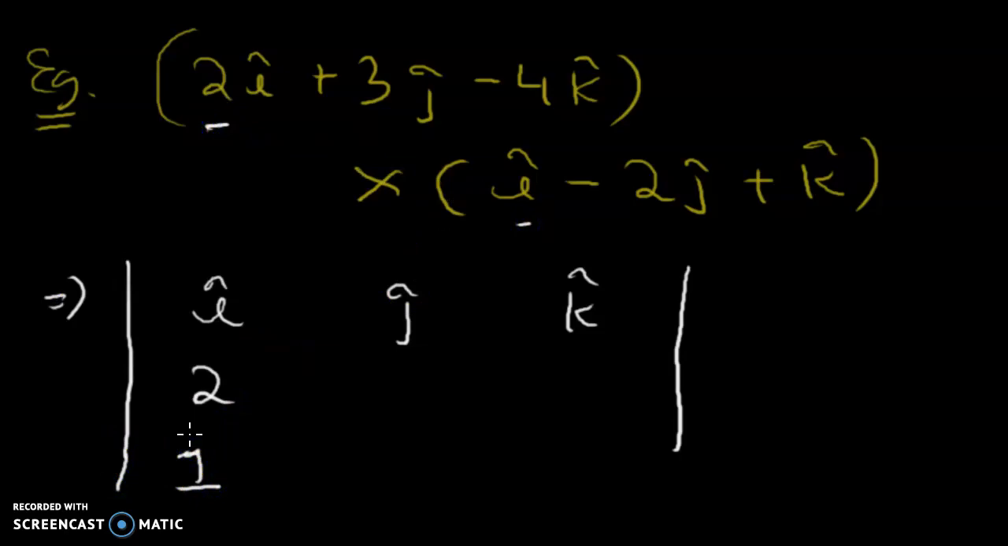Okay, you go along with the order. 3 minus 2 minus 4 and 1. Okay, let's see. Okay, let's talk of it. So how do we go with this determinant way?